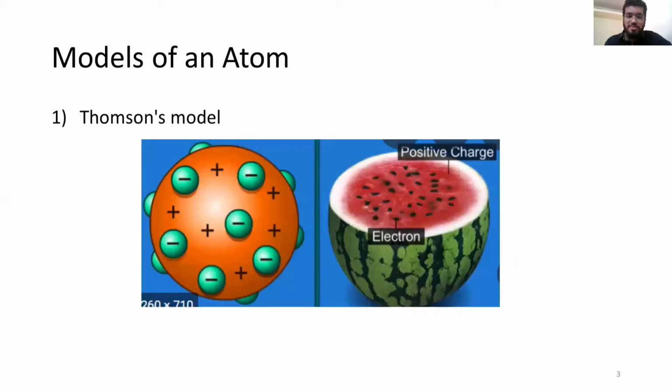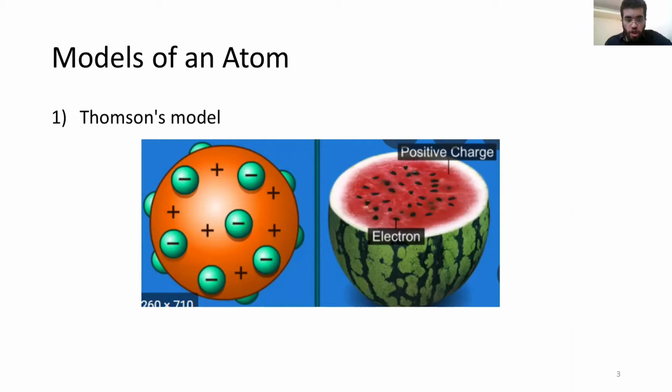All good. Now let's talk about the models of atom. There are three models of atom. The first one is Thomson's model. The second one is Rutherford's model. And the third one is Bohr's model. Now let's go into detail about the models of an atom. The first one is Thomson's model.